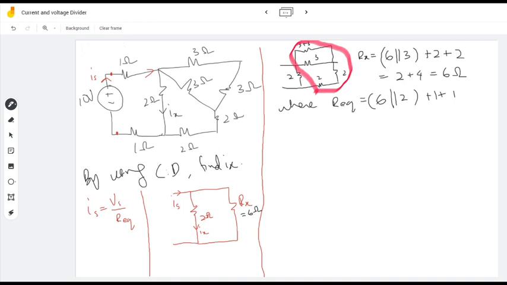Okay, you plug into your calculator. You will be getting a value of 3.50. Therefore, what is your Is? Is equals to Vs, 10, over R equivalent of 3.5. You will get your Is of 2.86. Don't forget your unit, ampere. Always remember your unit.